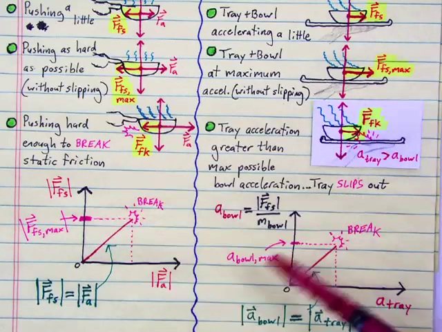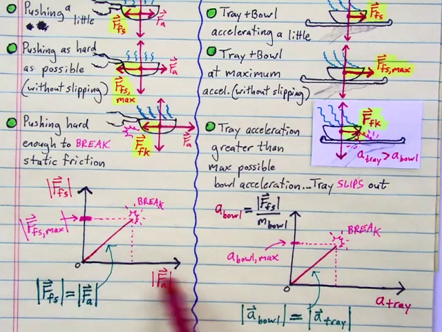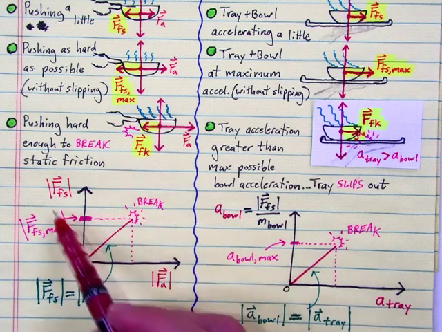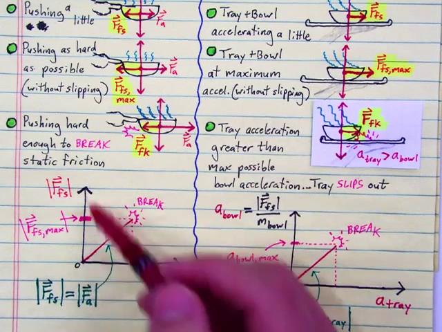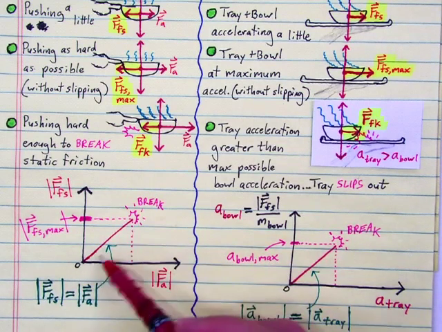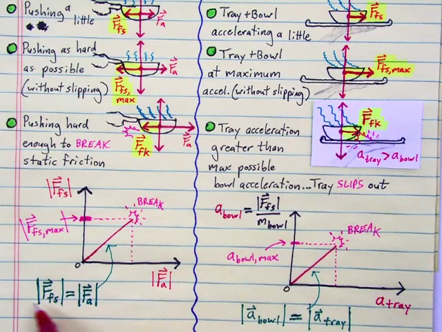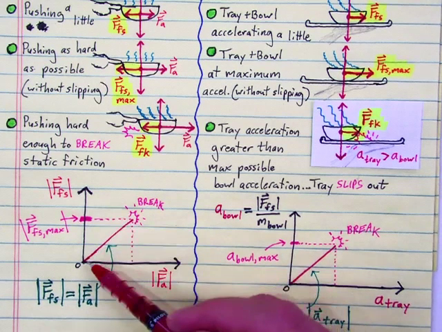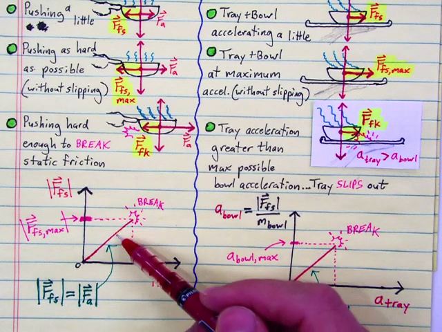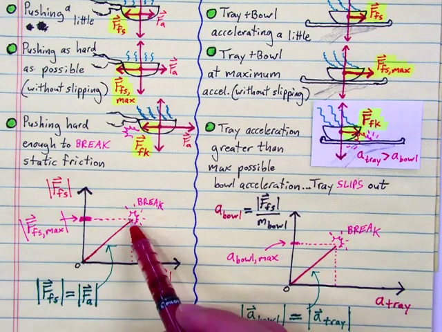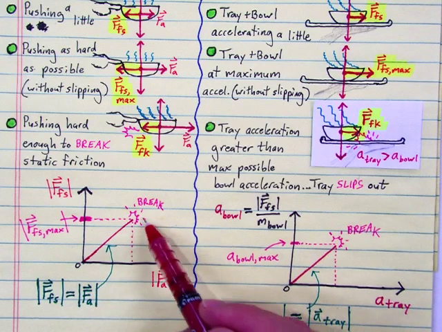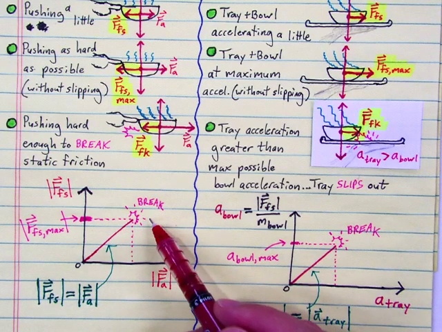So this sequence of events can be summarized by this graph here, the graph of the force of static friction versus the applied force. And there's a linear function with a slope of 1. The static friction force equals the magnitude of the applied force. It matches the applied force. It's only as big as it needs to be up until some maximum value, beyond which we say we break static friction and kinetic friction takes over.